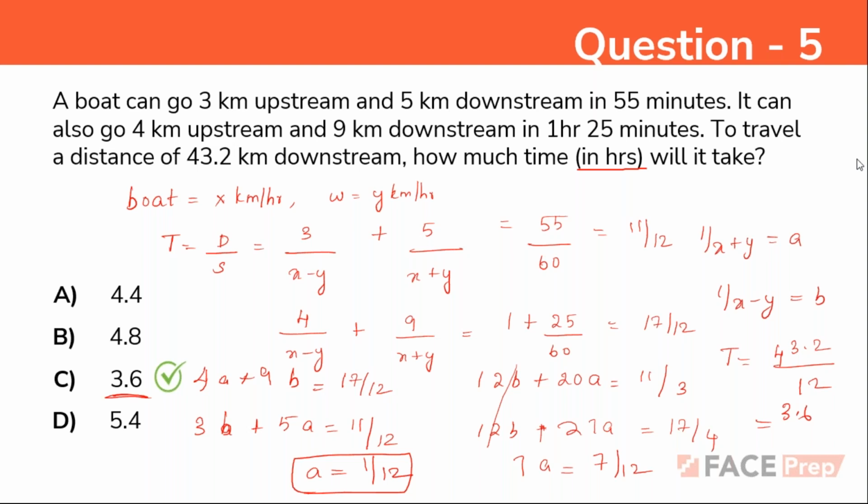So a is nothing but the downstream one, that is x plus y. So 43.2 kilometer is the distance, right? And speed is 12. I can calculate the time directly. That is 43.2 divided by 12. I'll be getting my answer as 3.6 hours. Is it clear for everyone now?